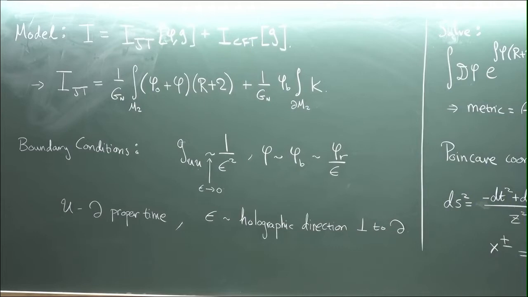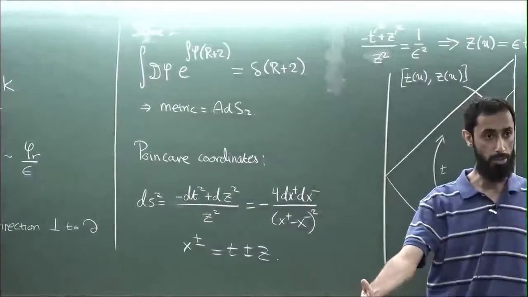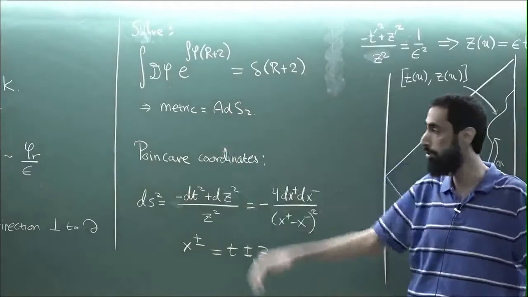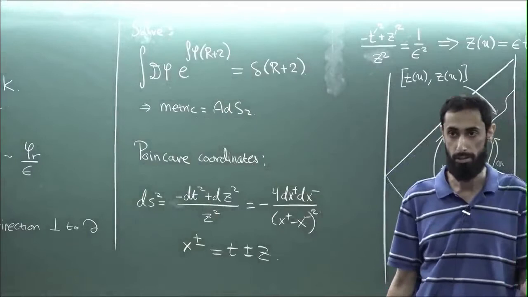To solve this theory, one convenient thing to do is to integrate out the dilaton. So if you look at this term here, if you integrate over phi over a complex contour, or rather an imaginary contour, this will localize the metric to be AdS2. It's going to be a delta function of R plus 2, so R has to be minus 2, and therefore the metric is going to be given by hyperbolic space. So here I wrote AdS2.